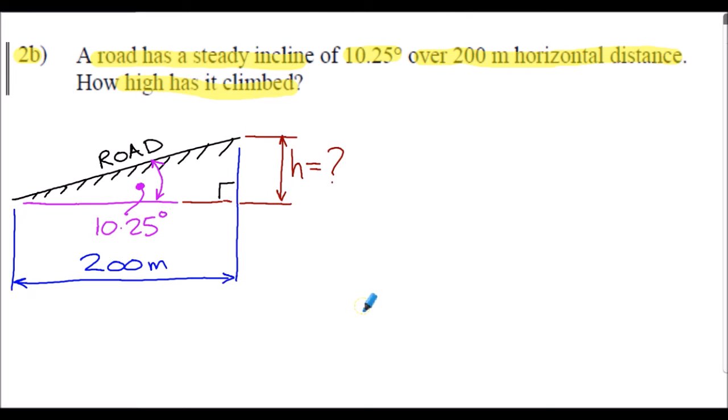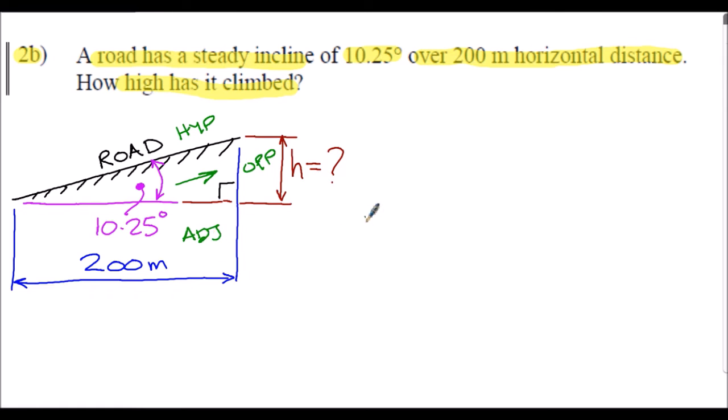As we're given one angle and one side of a right angled triangle, we're going to use trig to help us find the answer here. The first thing I need to do is to label the sides of my right angled triangle shown in the sketch. Given the angle of 10.25 degrees, the opposite side of my triangle would be h in this case. The hypotenuse is always the longest side, so that's this side of my triangle. And that leaves me with the 200 meters as the adjacent side.